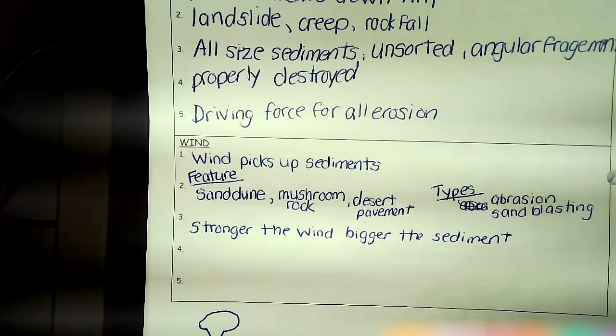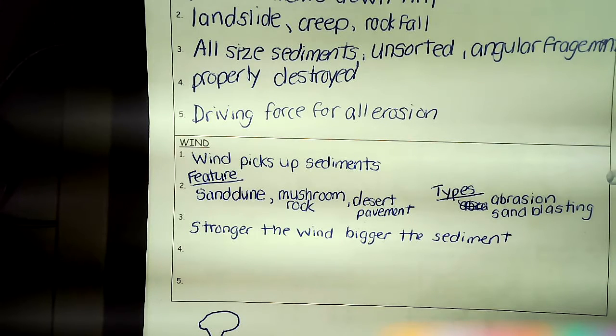Okay, it does destroy houses. That's just wind in general. That's not necessarily wind erosion where the sediments being moved from place to place. Yes, a tornado will absolutely destroy a house, but that's not wind erosion. That's just wind. But let's talk about wind erosion when sediments are picked up and moved around by the wind.